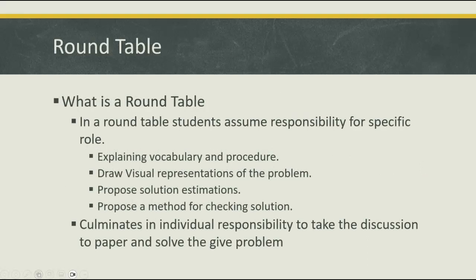First off, the roundtable. We all read about this, but just to break it down, if you do not quite remember, each student meets up in a group that is their discussion group, and they assume a role or responsibility for a specific, different criteria. This could be explaining the vocabulary, the procedure, drawing visuals, estimating a solution, or checking a method to that solution. All things that we're going to be using in our mashup, but it's no longer going to be the individual roles. This is going to be a group activity. Those roles are going to be separate, and we'll talk about that when we get into the actual mashup. But this culminates in an individual responsibility activity that takes what they discussed and puts it on paper to solve the problem that they will be given.